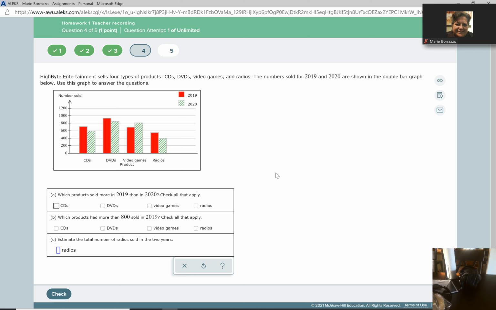A nice bar chart, basically comparing CDs, DVDs, video games, products, and radios. And they're comparing 2 years. So you notice 2019 is in red, 2020 is in striped green. So it asks you here, which products sold more in 2019 than they did in 2020? And check all that applies. So we're looking at this being bigger than this. And if you notice, we have CDs, DVDs, and radios. All right, and notice this one, no, because this one, the green is higher than the red, right?